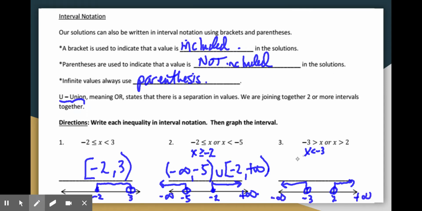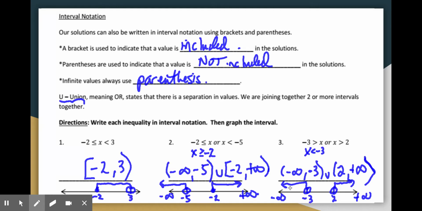So we have negative infinity for the first graph, and then it stops at negative 3. There's an open circle there, so that's going to be a parenthesis. And then we're going to use the little u to say, okay, there's a separation, but these two are joined together. We're going to go from 2 with an open circle, so a parenthesis, to a positive infinity and another parenthesis.